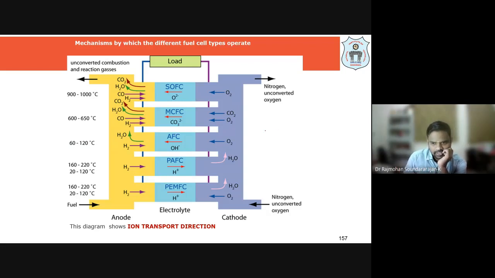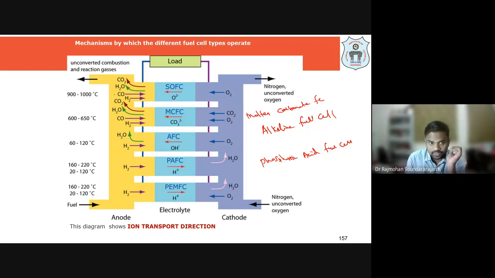Okay, we have AFC, which refers to alkaline fuel cells. PA refers to phosphoric acid fuel cells. MCFC refers to molten carbonate fuel cells. SOFC refers to solid oxide fuel cells. Okay, so PEM fuel cell refers to polymer electrolyte membrane fuel cells.